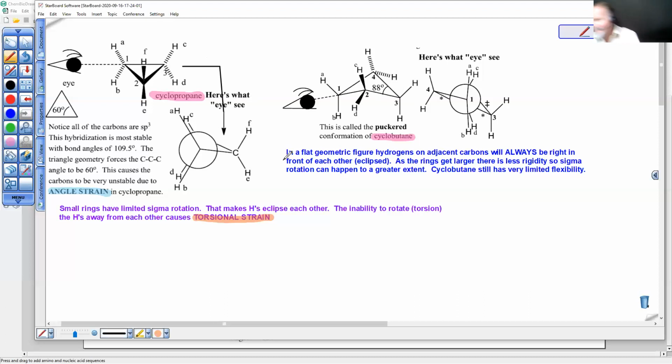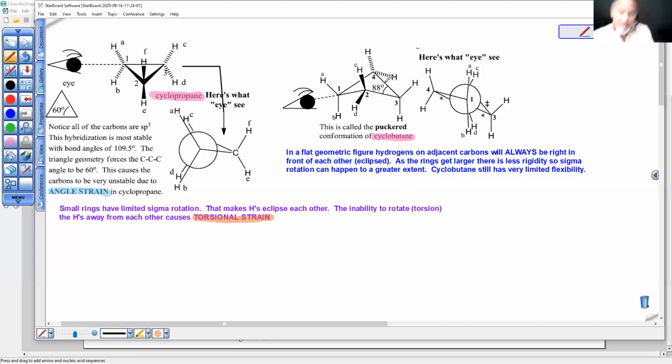We'll get through this. Okay, the angle, normally in a flat figure, right? In a flat geometric figure, hydrogens on adjacent carbons will always be right in front of each other, which is eclipsed. As the rings get larger, there's less rigidity, so sigma rotation can happen to a greater extent. Once again, in cyclobutane, there's still not a lot of sigma rotation going on. 12 degrees maybe? I don't know. The carbon angle only changed by about 2 in a negative way.